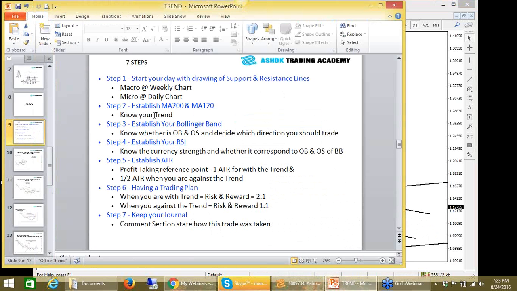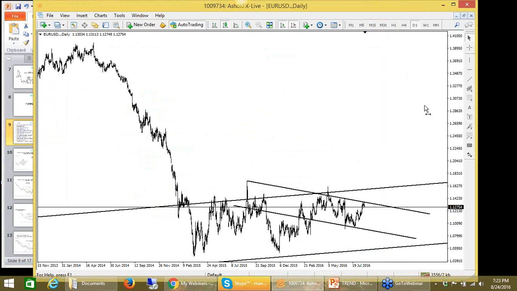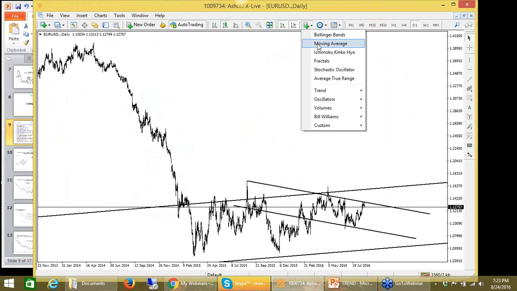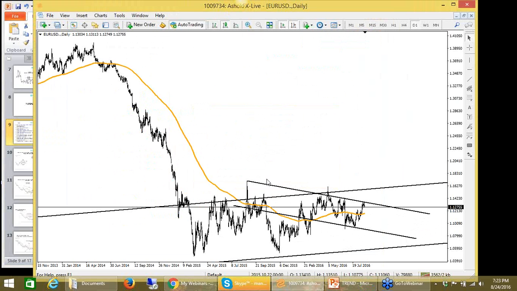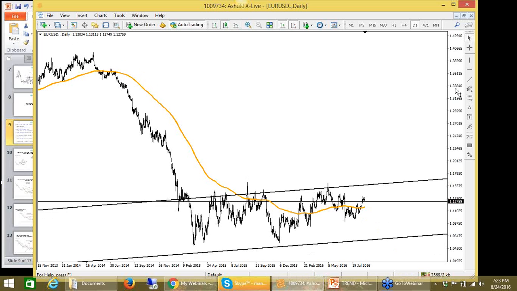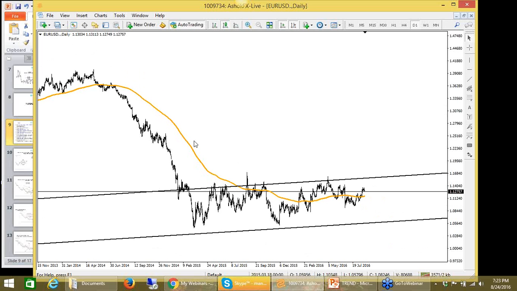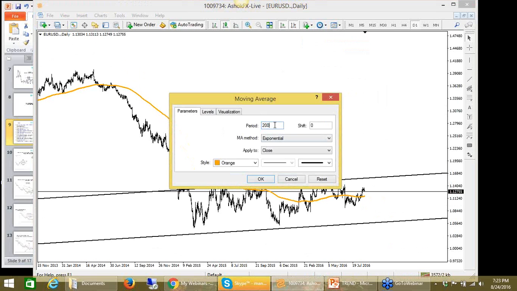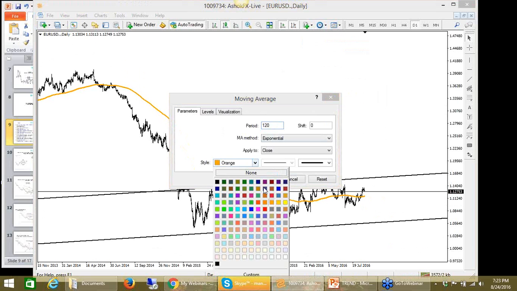Step number 2, establish MA 200 and MA 120. What's MA 200? We put the MA 200 first. Moving average 200 is orange. Now you know the trend, so delete the trend lines first. Okay. Now I put the MA 200. Then I want to put the moving average 120. 120 is a purple color.